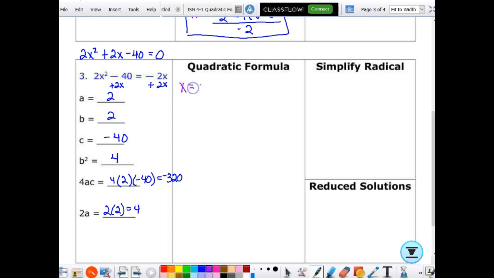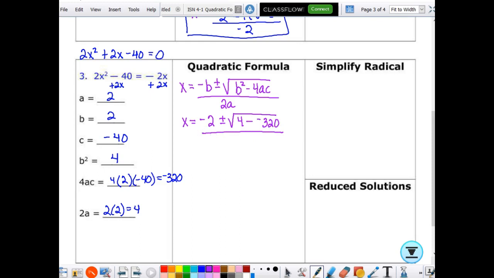So x equals negative b plus or minus the square root of b squared minus 4ac over 2a. Whoops, didn't need to write that again. Okay, what is negative b? So if b is 2, negative b is negative 2. Let's go hunt for b squared. B squared is 4 minus, I'm just following the formula. I'm going to go hunt for 4ac. It's negative 320 over 4.